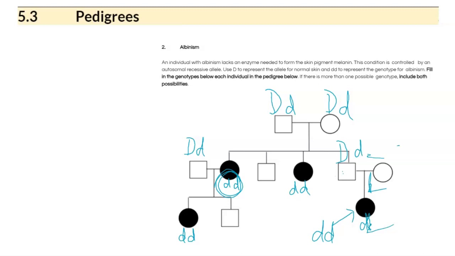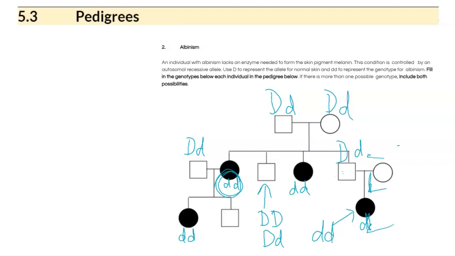Now, it's tough to say what this individual's genotype would be because they're not showing any children, no offspring. So we have actually two options here. This could be big D, big D, or it could be big D, little d. Both of those are possible. Without looking at any offspring and the possibility of albinism there, it's really hard to tell which. So we're going to put both down.